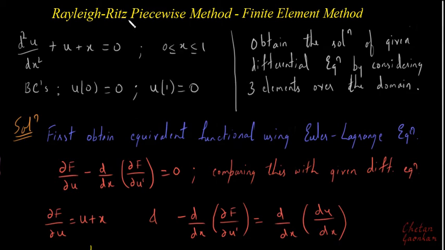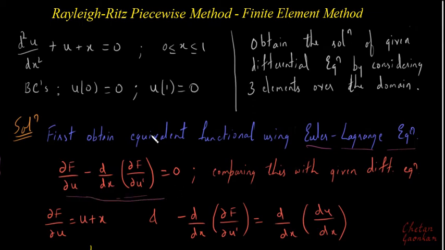And then since this is the Rayleigh-Ritz piecewise method, which is based on the variational method, we know that in the variational method we cannot directly use the given differential equation, but first we have to convert this given differential equation into an equivalent integral form. And to convert it into the equivalent integral form, we will make use of the Euler-Lagrange equation. And if you remember, this is our Euler-Lagrange equation.